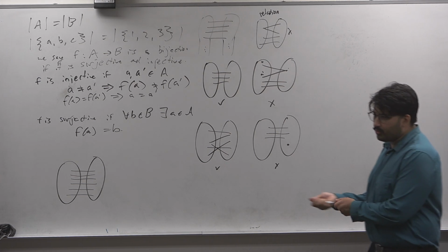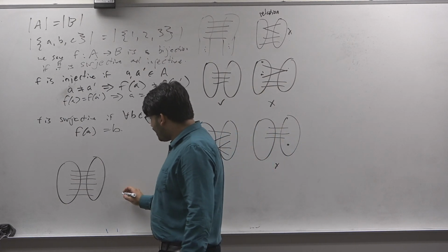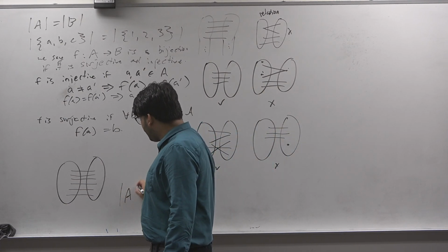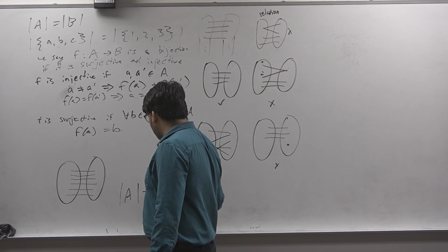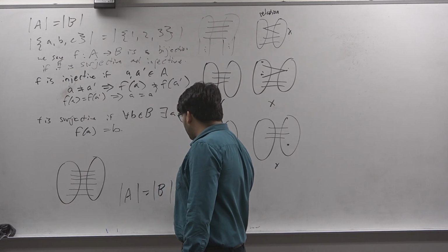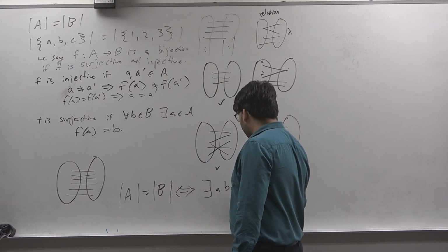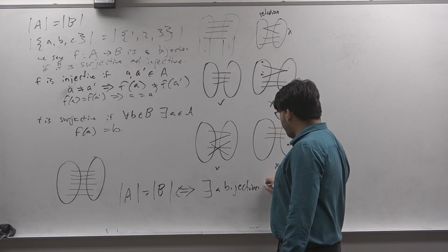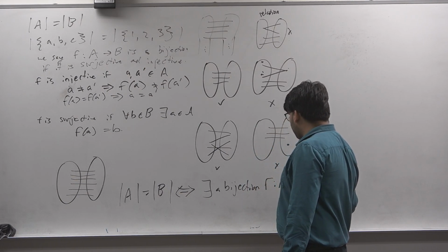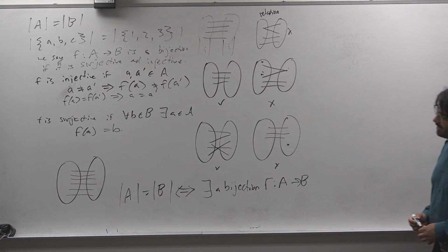We also have a theorem from finite sets. If A and B are finite, and the cardinality of A is equal to the cardinality of B, then that's true if and only if there exists a bijection from A to B. That's not too hard to prove. I've done it in 2050. I've given it even as a homework in 2050.